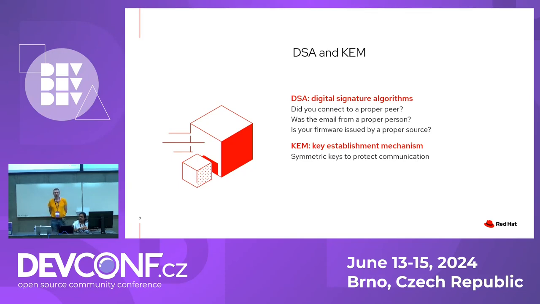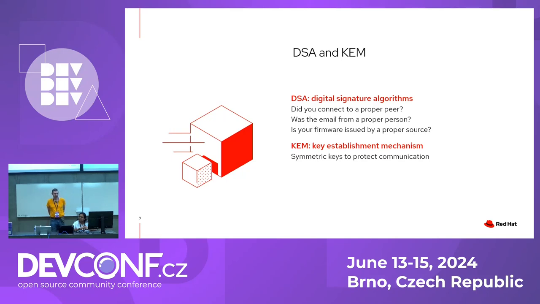All modern real-time protocols have two parts that use asymmetric algorithms that are subject to being broken. First, the digital signature algorithm, which ensures that we have connected with a proper peer, that we got an email signed by the person we expected, that the firmware is really from the vendor of your desktop and not from malware, and so on and so forth.